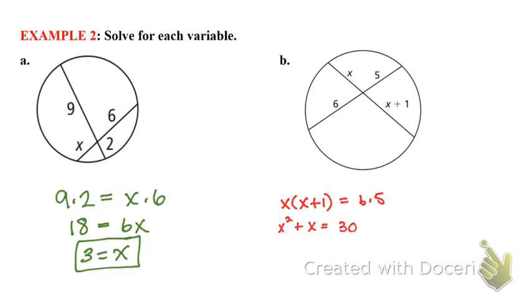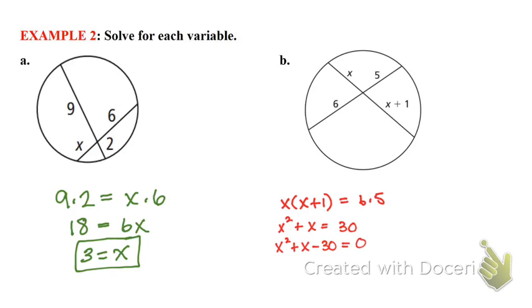Well, this is a quadratic equation. Whenever you have a quadratic equation, you have to have 0 on one side in order to solve it. So we're going to move the 30 to the left side. And okay, so this is a factorable quadratic. So some quadratics we're able to factor and some we're not. This one we're able to factor.